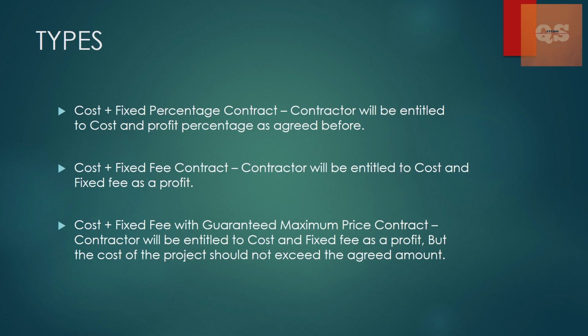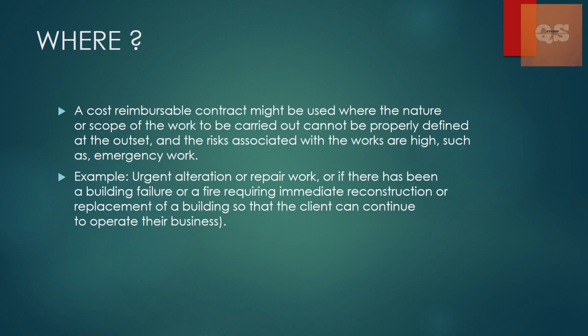So this is the third type of contract, called the guaranteed maximum price contract. Now, in what type of projects is this type of contract executed? A cost reimbursable contract might be used where the nature or scope of the work to be carried out cannot be properly defined at the outset and the risk associated with the works is high, such as emergency work. So basically, when the scope is undefined, it is difficult to estimate the actual quantities of different elements to work out the cost. In that type of project, this is used.